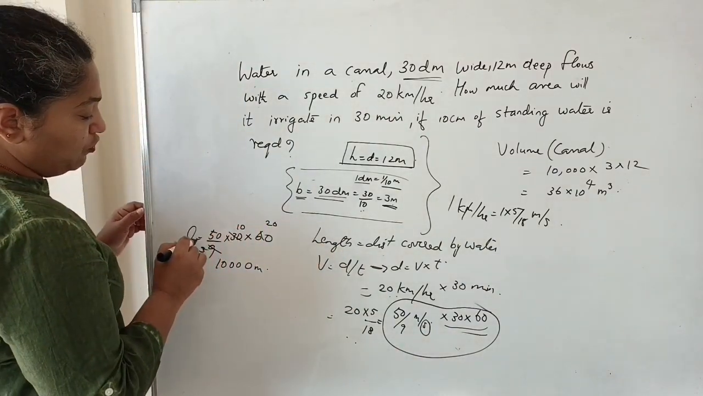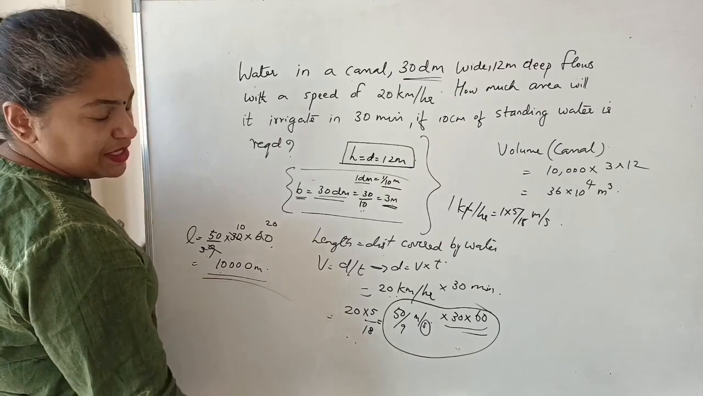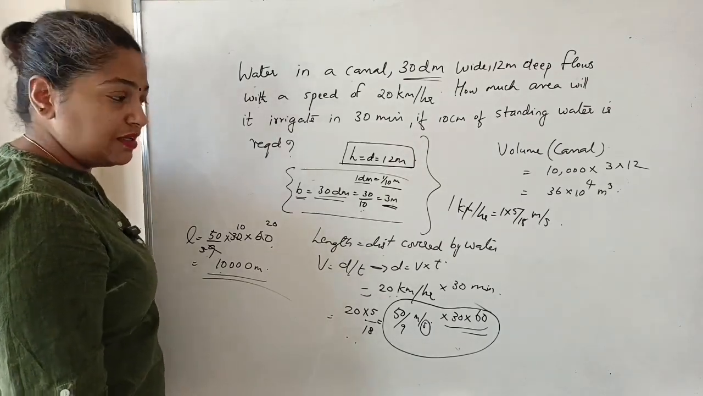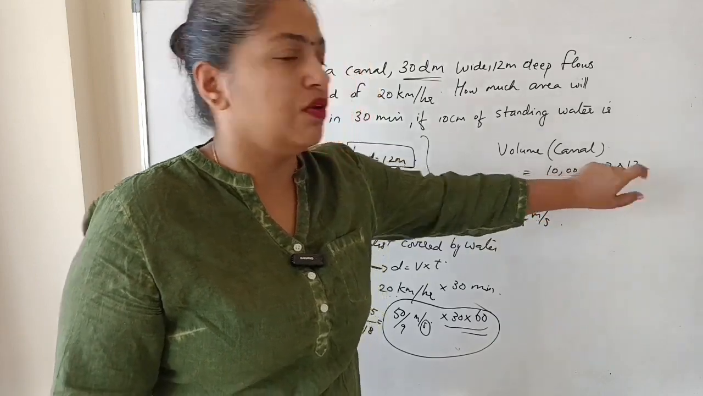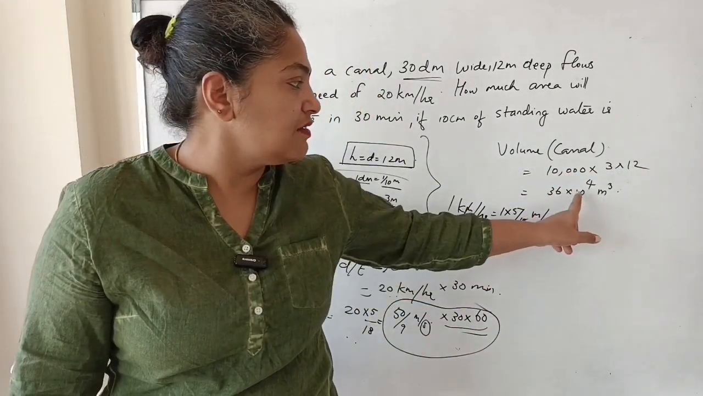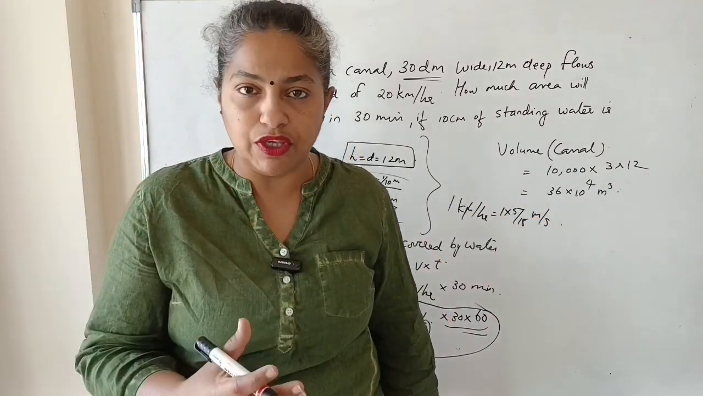Now I am going to find the volume. So my length is this, 50 by 9 into 30 into 60, 10,000 meters is what I am getting. Right? Now, what is the volume of the canal? It is L into B into H. So I am getting 36 into 10 raised to 4 meter cube as a volume of my canal, which is in the shape of a cuboid.